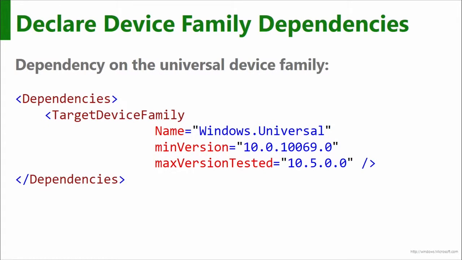Yeah. So looking at the dependency, how you declare a dependency on which version of the Windows Universal device family. This is the generic across the board. You're just building against Windows Universal. And this is similar to what you get in the package.appxmanifest whenever you do a File New Project in Visual Studio. It actually says at the moment, and we're like two weeks after Build, min version 10.0.10069, max version tested 10.0.10069.0 is what it says at the moment.